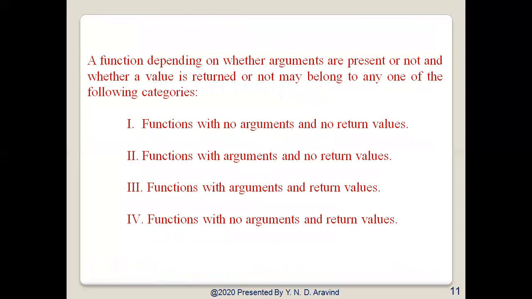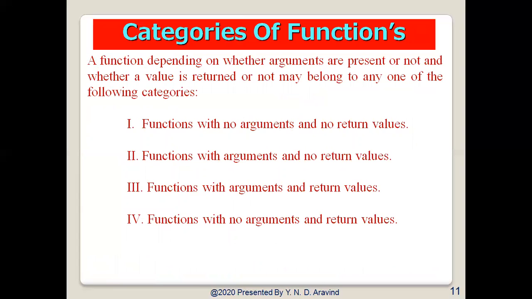Now let us see the different categories of the function. A function, depending on whether the arguments are present or not and whether the value is returned or not, may belong to any one of the following four categories. One is the function with no arguments and no return values, the functions with arguments and with no return values, functions with arguments and with return values, functions with no arguments and with return values.